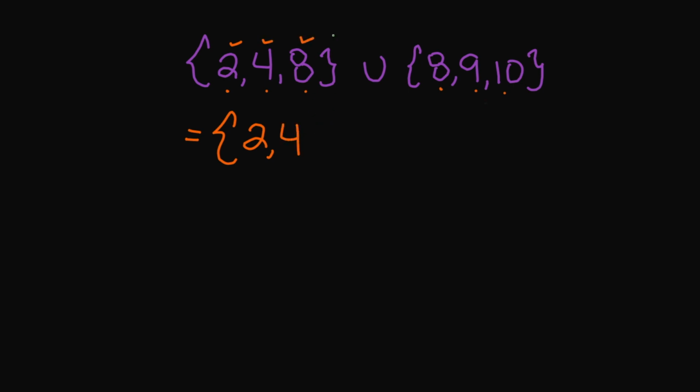Next, we have 8. I'm going to list my 8. And then next, we have my 9. I'm going to list 9. And then last, we also have 10. So I'm also going to list 10. So the union between these two sets is going to be 2, 4, 8, 9, and 10.